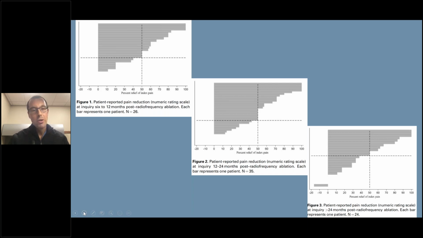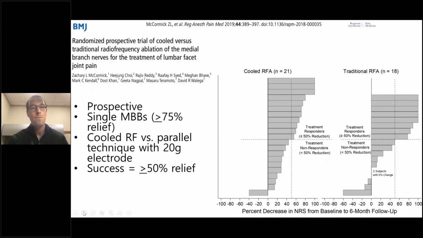This is just showing the durability of treatment. So you're seeing on the left-hand side, the responders are shown above the horizontal dash line. Each bar represents a unique patient, and those are all patients that reported at least 50% pain reduction at 6 months. In that middle pane, you're seeing the same patients, but now followed 12 to 24 months post-ablation. And finally, in the panel on the right-hand side, those are patients reporting on outcomes after 2 years follow-up after their RF. So we see treatment durability there.